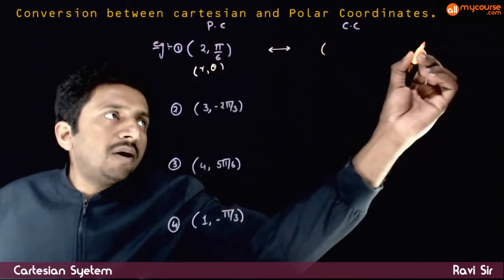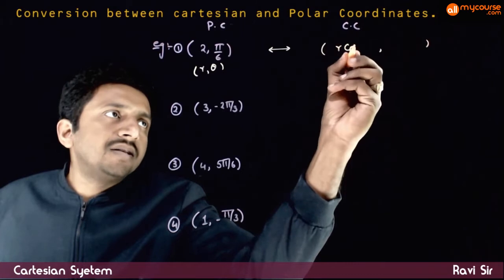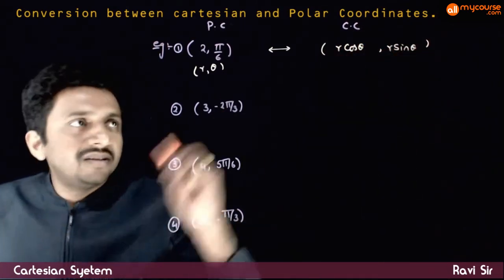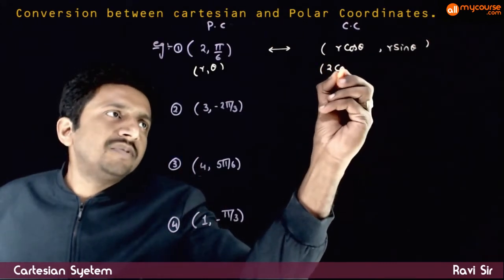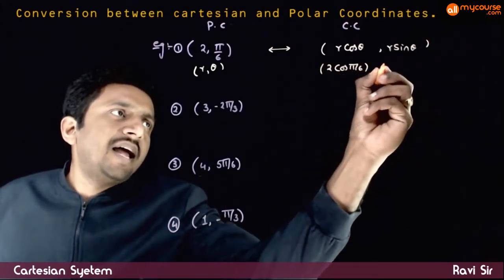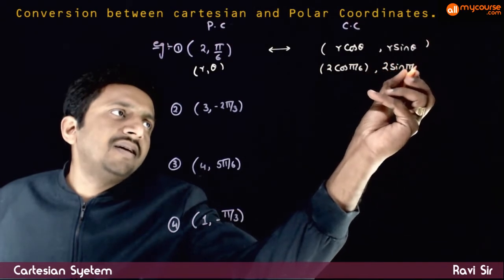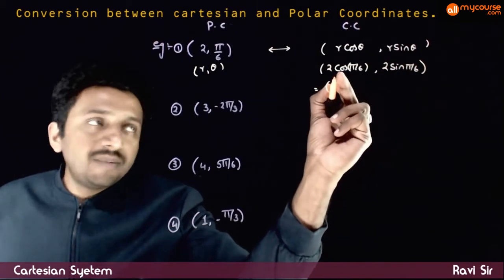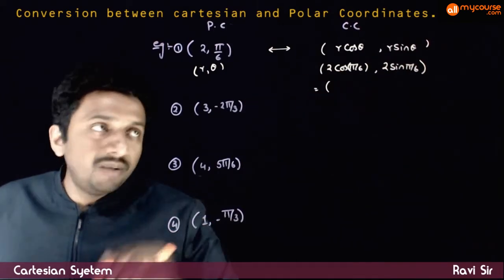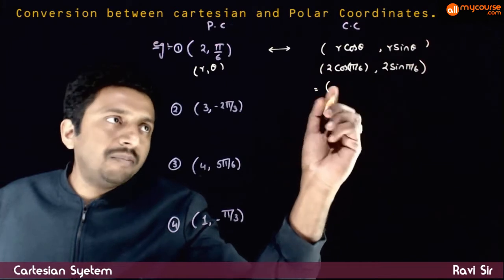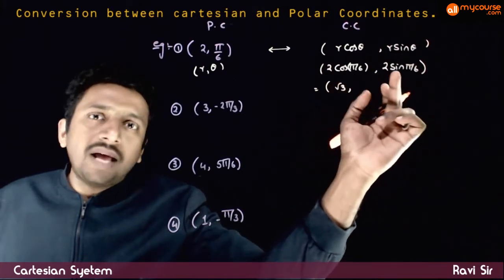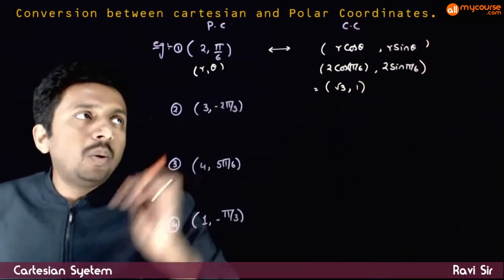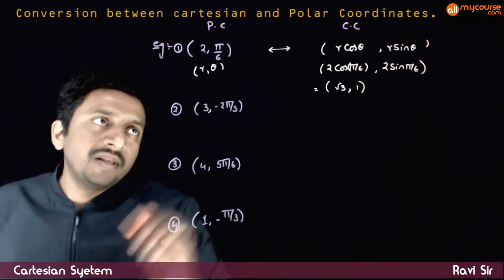So the x and y coordinates are nothing but r cos theta, comma r sin theta. As simple as this. So you have 2 times cos pi by 6 and 2 times sin pi by 6. That is equal to, cos pi by 6 is cos 30 degrees, which is root 3 by 2. 2 root 3 by 2 is root 3. And 2 times 1 by 2 is 1. So root 3, comma 1 are the Cartesian coordinates.